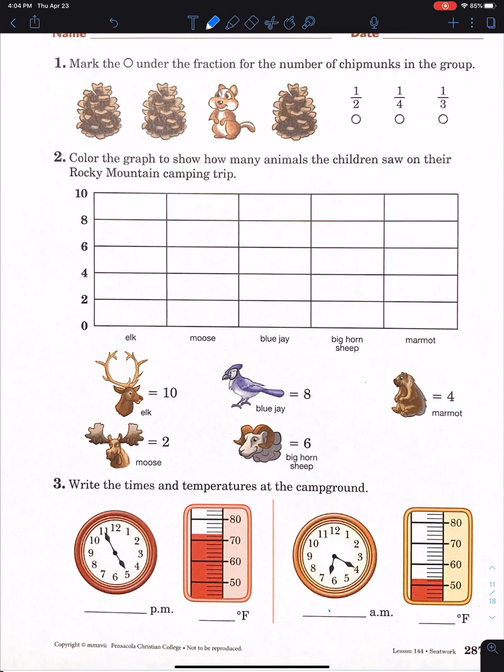Hello guys, today we're doing lesson 144, page 287 and 288.